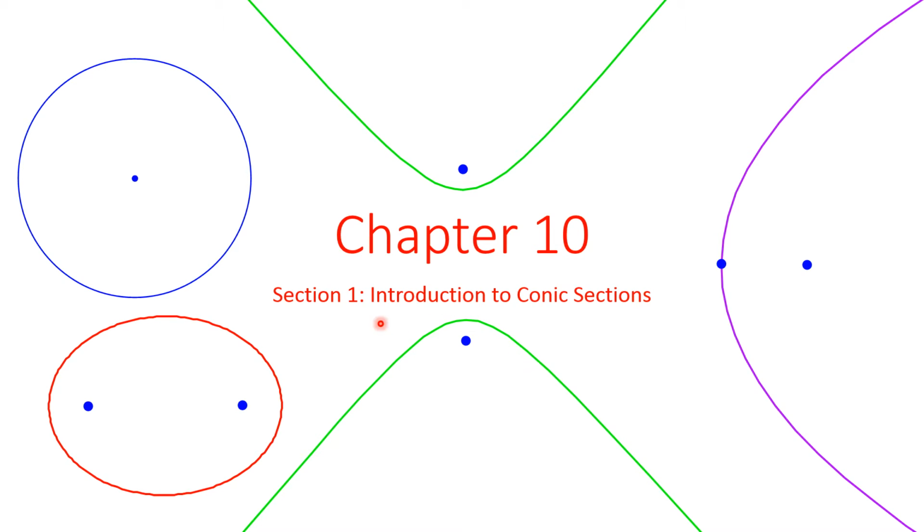And so, today we're going to be seeing what these things actually are, how we come by them, and why they're called conic sections in the first place. Seems like a weird name for circles, ellipses, hyperbolas, and parabolas, but we'll see why.